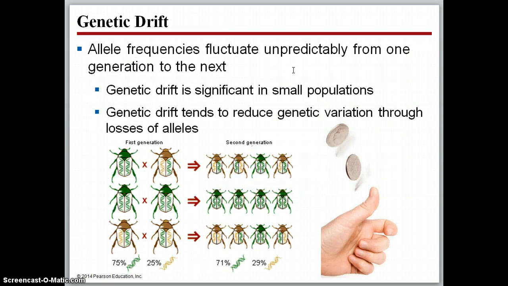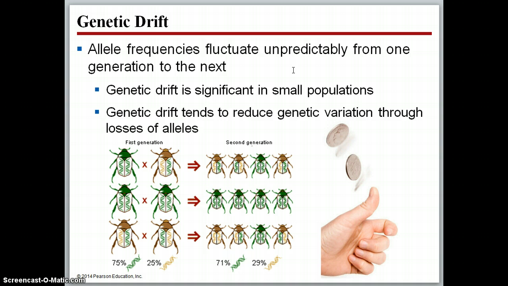Genetic drift is basically random changes. Allele frequencies are going to fluctuate unpredictably from one generation to the next. In a large population, you wouldn't notice it; it'd be very, very slight. But in small populations, this random change is like flipping a quarter. You could theoretically flip a quarter 5 times in a row and get 5 heads. You could theoretically flip it and get 2 heads and 3 tails.